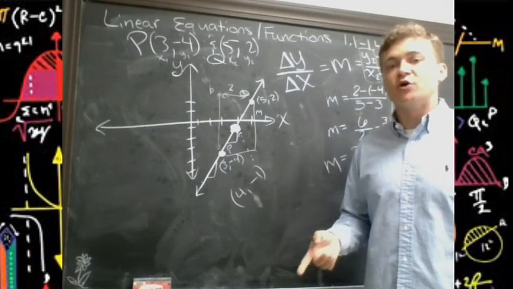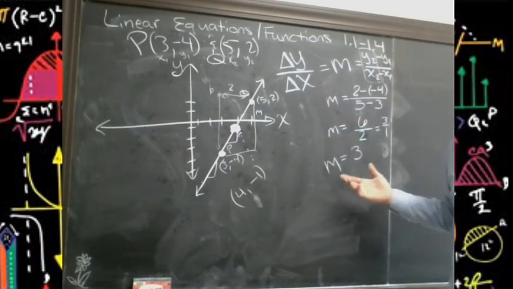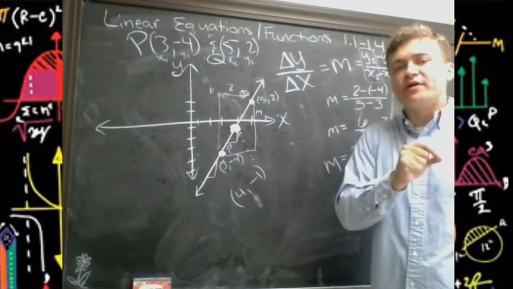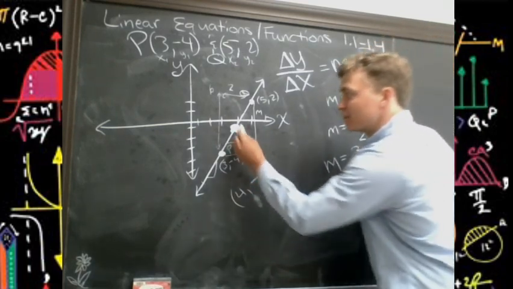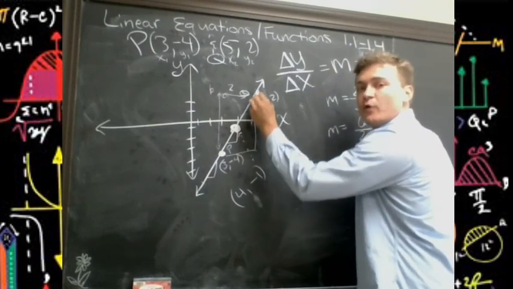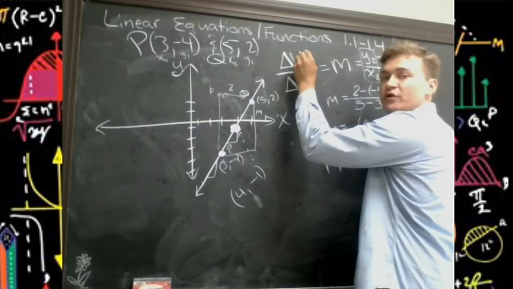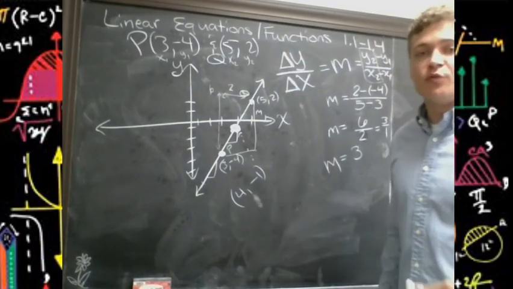What is the slope? The slope is 3. That is the rate of change. For every 1 unit increase on the x-axis, for every 1 unit we move to the right, we move up 3. That's what the slope is telling us there.